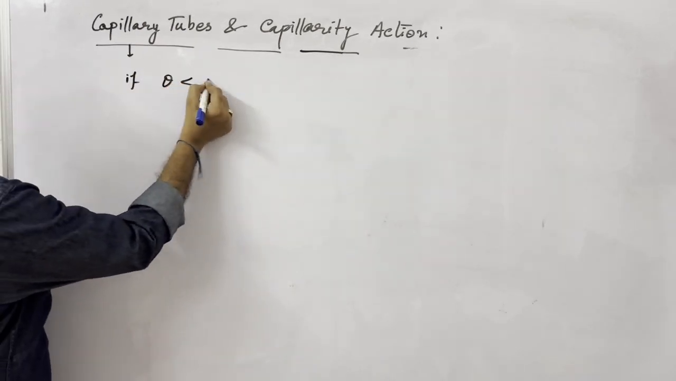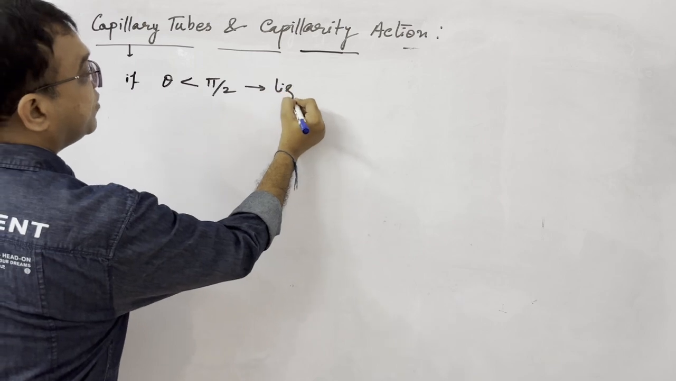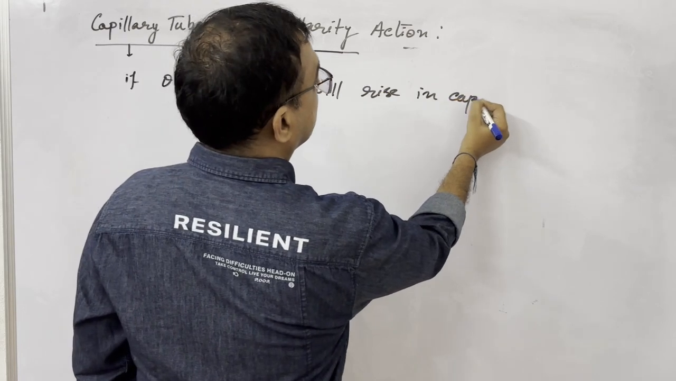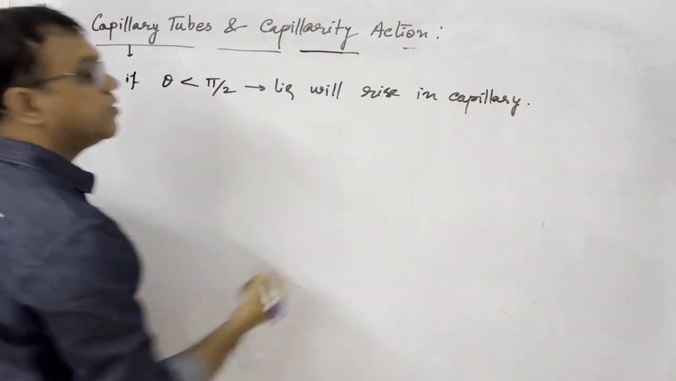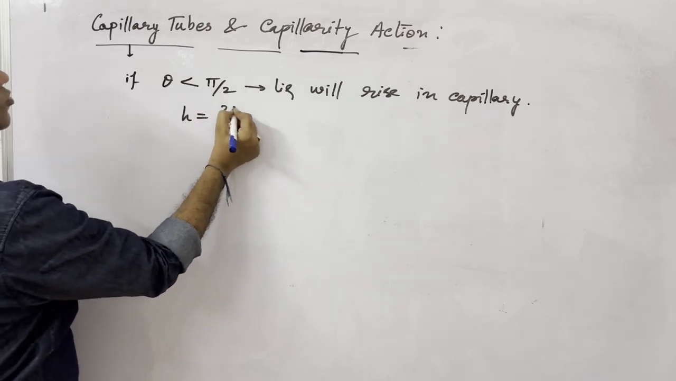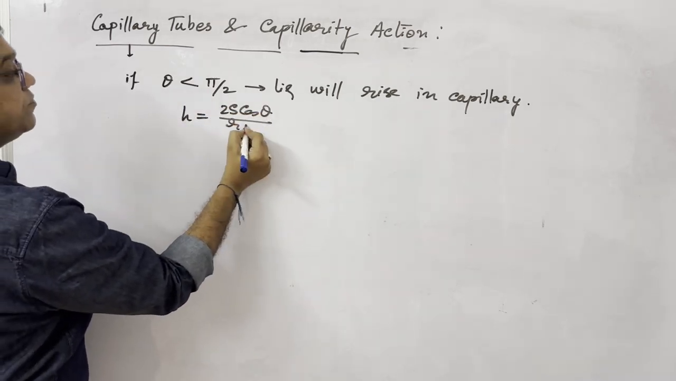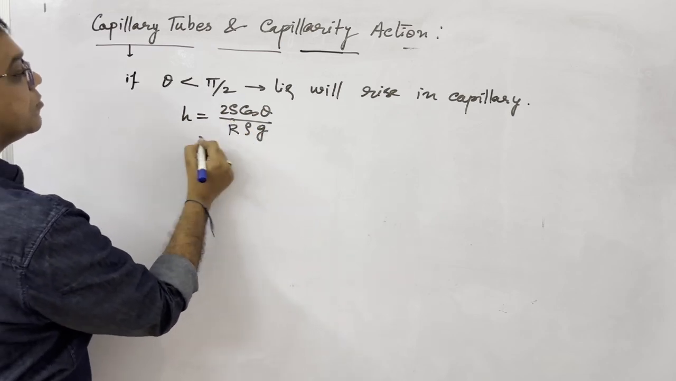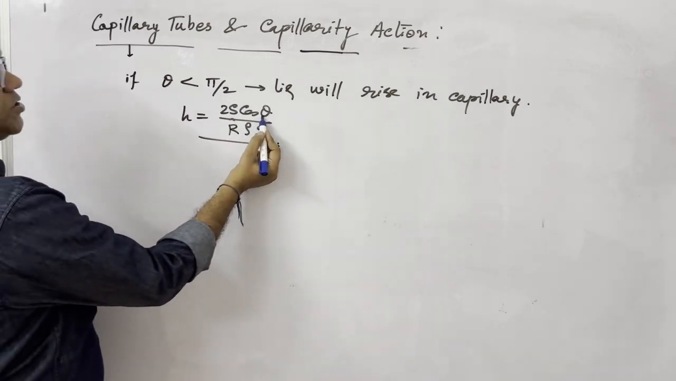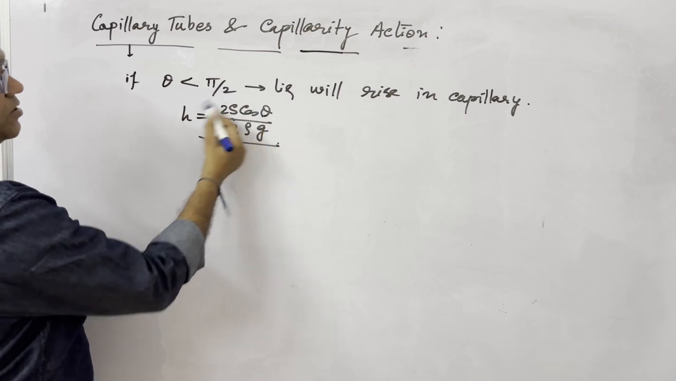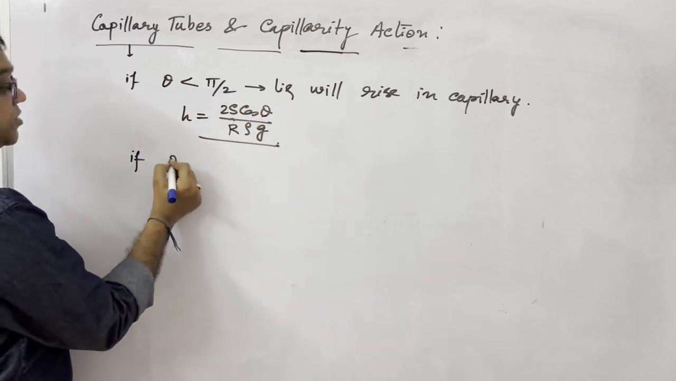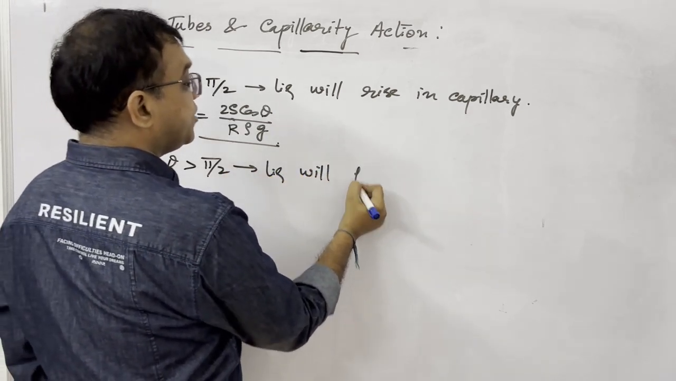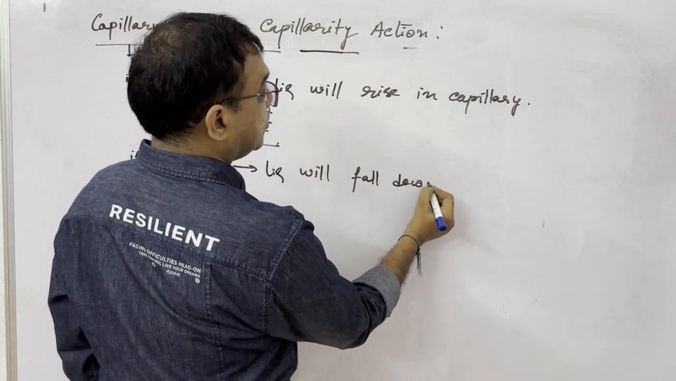If theta is less than pi by 2, liquid will rise in the capillary. We have seen h is equal to 2S cos theta upon r rho g. Theta is positive, less than 90, so this quantity is positive. If theta is greater than pi by 2, that is obtuse, liquid will fall down in the capillary tube.